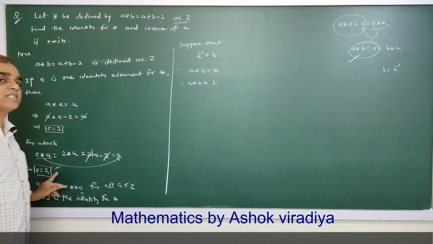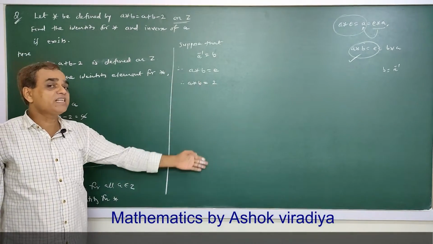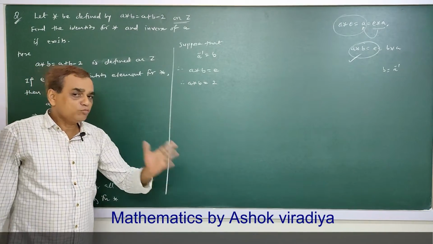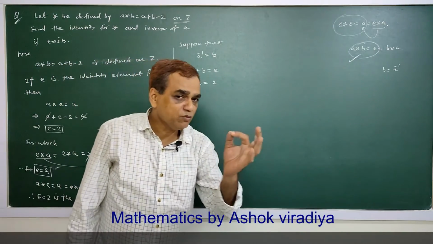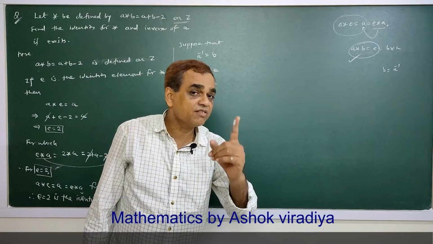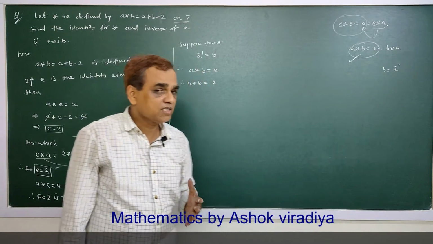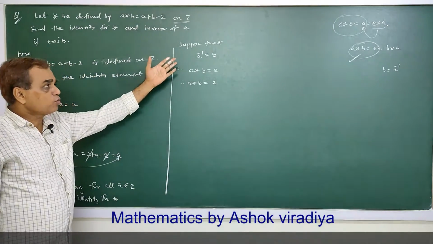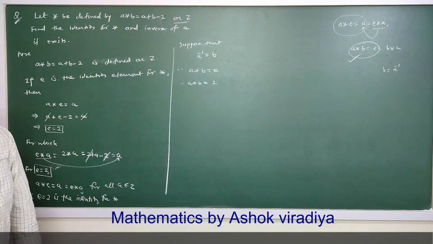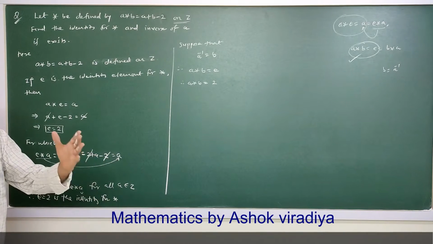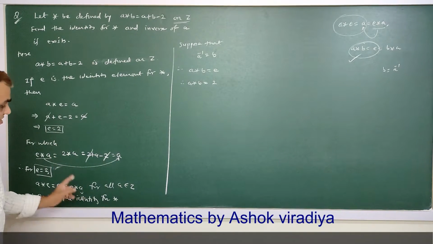If E does not exist, then there is no question of finding the inverse. Continue the procedure of finding the inverse of any element if the identity exists. Otherwise, don't show this procedure. No question of finding the inverse. The existence of inverse is valid if E exists.